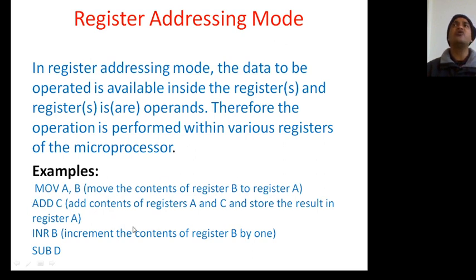INR B means B equals B plus 1. The source is register B and the destination is also register B. SUB D means A equals A minus D. Data is available inside registers and the registers are mentioned in the instruction, so it is register addressing. You have to remember, in register addressing mode, the instruction will consume only one memory location. Or you can say it is a 1 byte instruction because both operands are registers.